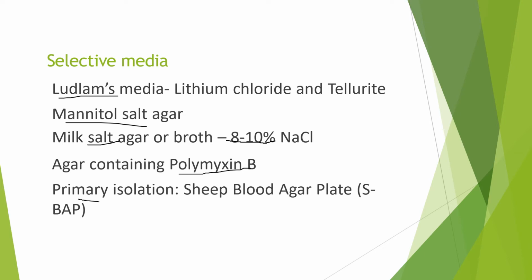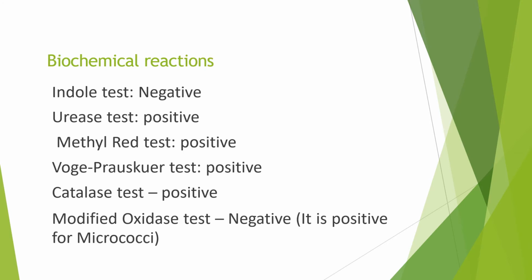For primary isolation, we use sheep blood agar plate, BAP. Okay, sheep blood agar is used for the primary isolation. Then coming to biochemical reactions, I'm roughly saying all the main points of staphylococcus.